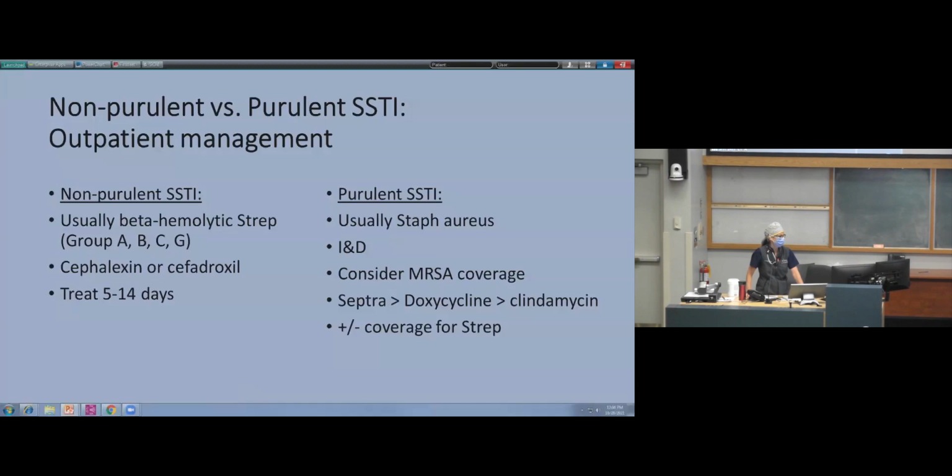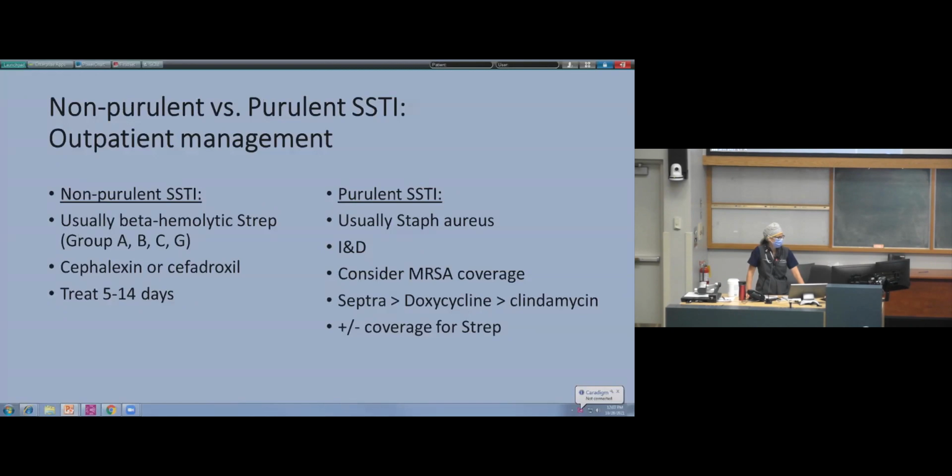In terms of purulent skin and soft tissue infections, where it's associated with an abscess, a pustule, or purulent drainage, this is usually due to Staphylococcus aureus. And if there is a collection of pus, that should be incised and drained. Then, depending on where you live and how much MRSA there is, you should consider MRSA coverage. The BC CDC, when they look at all of their Staph aureus isolates, finds 20% of them are MRSA, but we know that number is higher at St. Paul's Hospital, for example. So when we choose antibiotic therapy, we'll often choose an antibiotic that's also going to cover MRSA. The three that we tend to choose from are Septra, doxycycline, and clindamycin.